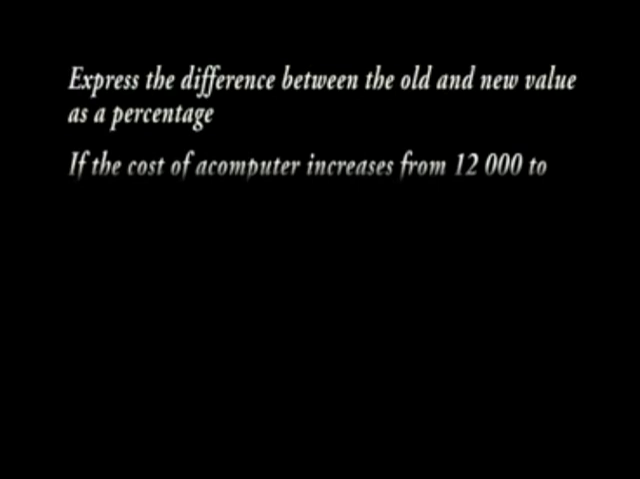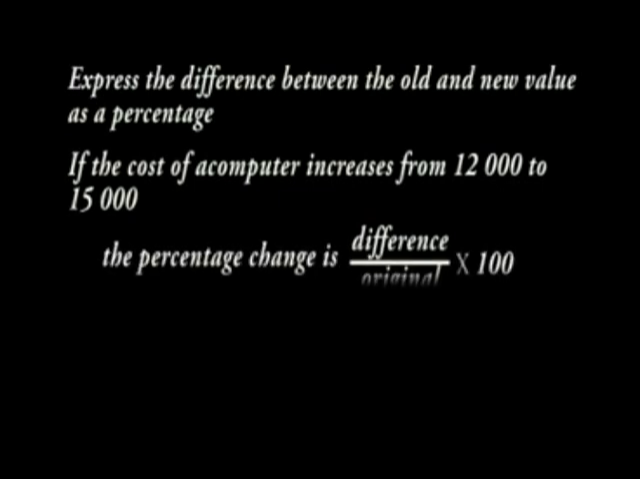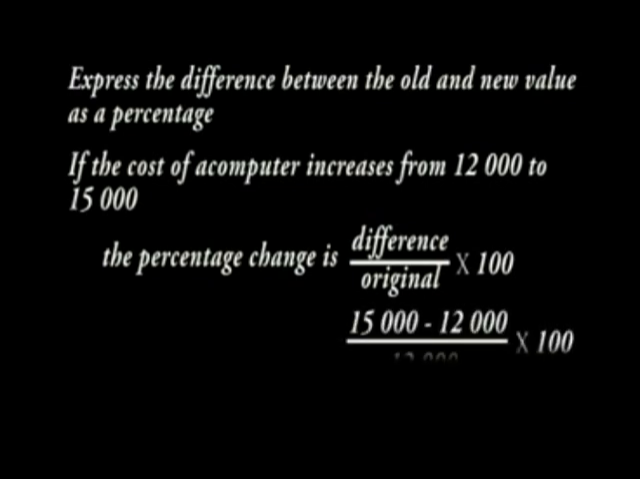Percent change. If the value or amount of something changes, we can express the difference between the old and the new value as a percentage. For example, if the cost of a computer increases from 12,000 to 15,000, the percent change is difference over the original price times 100, that is 15,000 minus 12,000 over 12,000 times 100, and we get 25%.